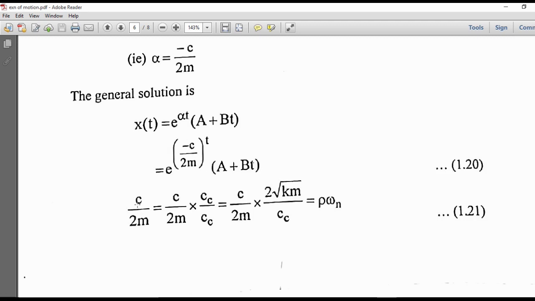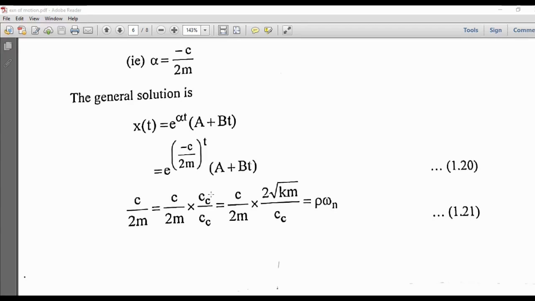I have c by 2m here, and I'm multiplying and dividing it by cc. So I have c by 2m, and I can write cc as 2 root km. So it becomes c by 2m into 2 root km by cc, and c by cc becomes p, and what is left out is 2 root km by 2m. And the 2 and 2 get cancelled, so I'm left with root km by m, and root m by m becomes 1 by root m.